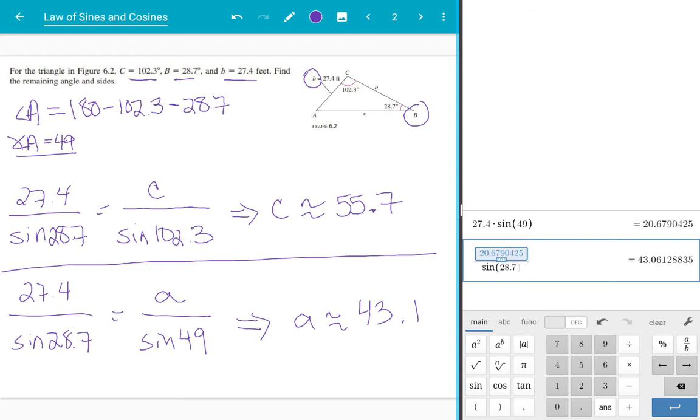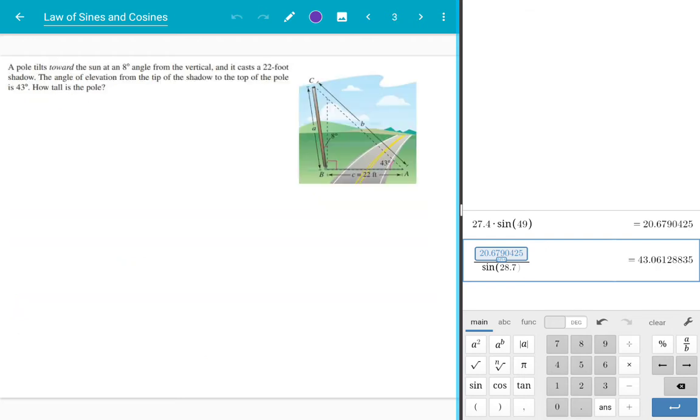So we have another example here that has two angles, I believe. And this one's more of an application problem, and they gave us the image. A pole tilts toward the sun at an 8-degree angle from the vertical, the vertical being perpendicular to the ground. Notice how it's leaning 8 degrees in one direction. It casts a 22-foot shadow on the ground, the C value. The angle of elevation from the tip of the shadow to the top of the pole is 43 degrees, which they already provided in the figure. They want to know how tall the pole is.